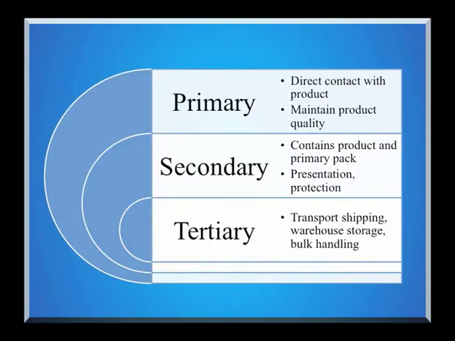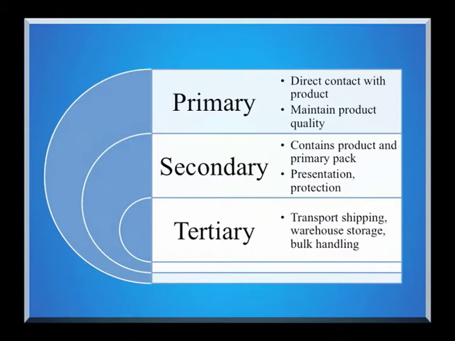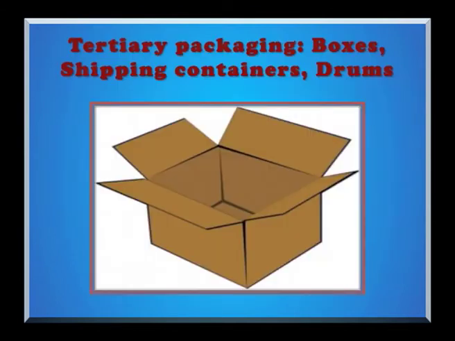Second one is secondary packaging. It contains product and primary pack. It offers presentation and protection. The examples are paper, cardboard. Now next one is tertiary packaging. Tertiary packaging, this is offering transport, shipping, warehouse storage, bulk handling and the examples are boxes, shipping containers and drums.